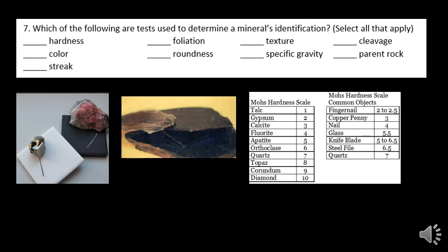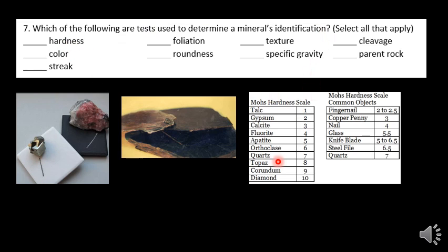Which of the following are tests used to determine a mineral's identification? Back with our mineral tests, we had the mineral kits when we did the lab, and we looked at things like hardness, streak, etc. So let's look at these. The hardness was the first one, and obviously that's a mineral test.